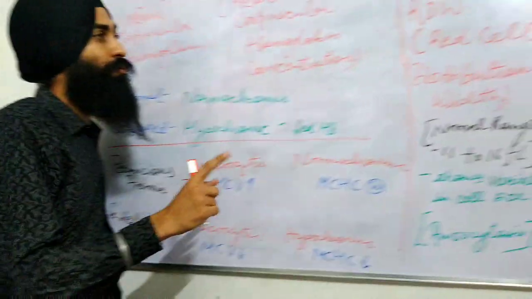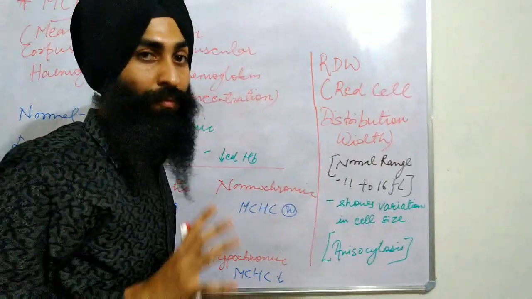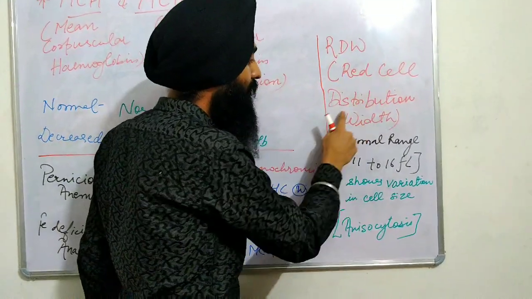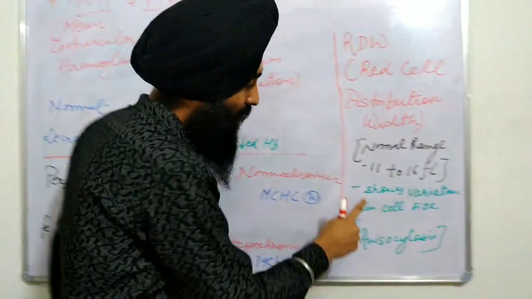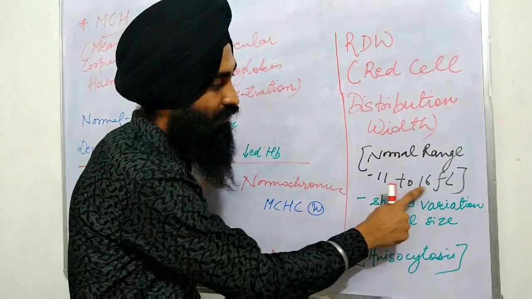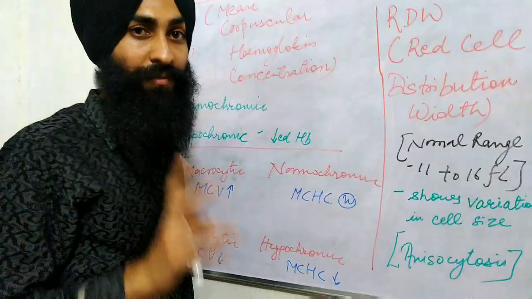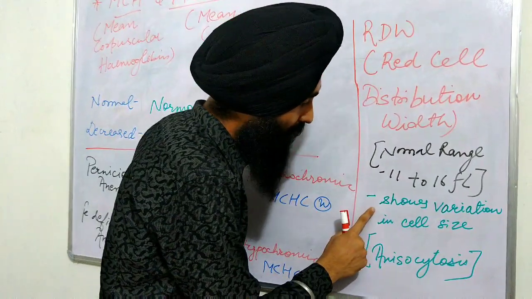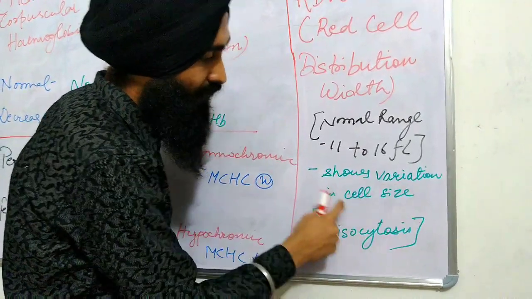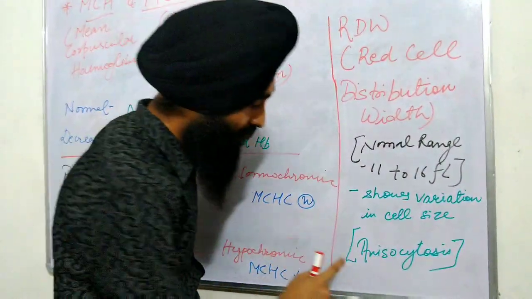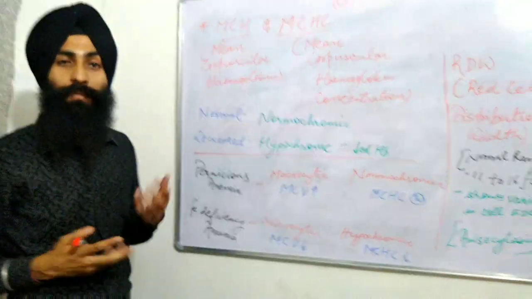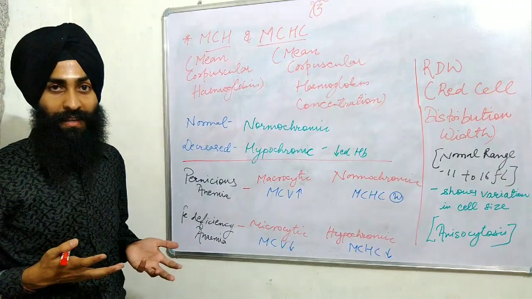Now next we'll move to RDW. Most of us don't know what is RDW. RDW is red cell distribution width, and it shows us the variation in cell size. Its normal value is 11 to 16 femtoliter. It is also measured in femtoliter. So if there is increase in red cell distribution width, it shows that the cell sizes have varied. The condition is called anisocytosis. It may be seen in iron deficiency anemia or pernicious anemia or megaloblastic anemia.